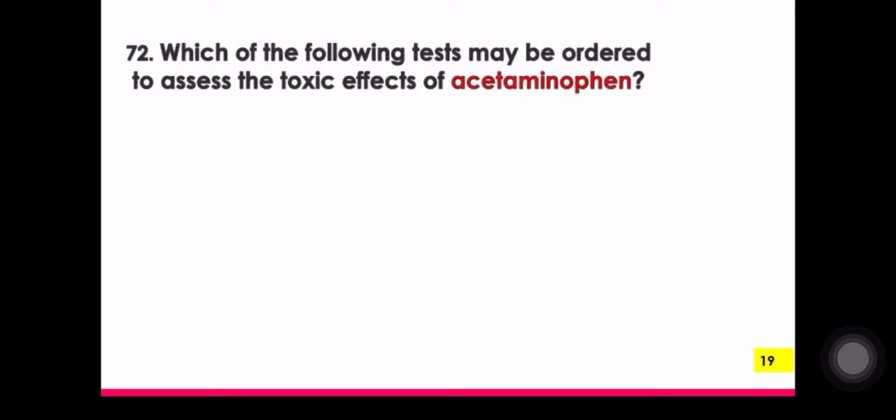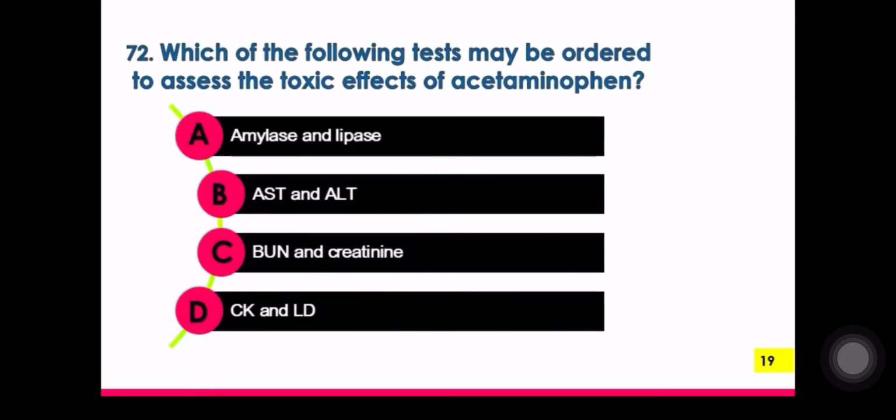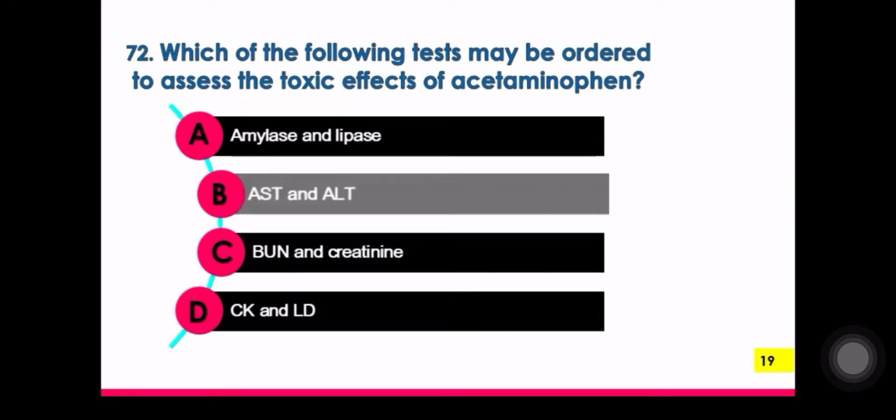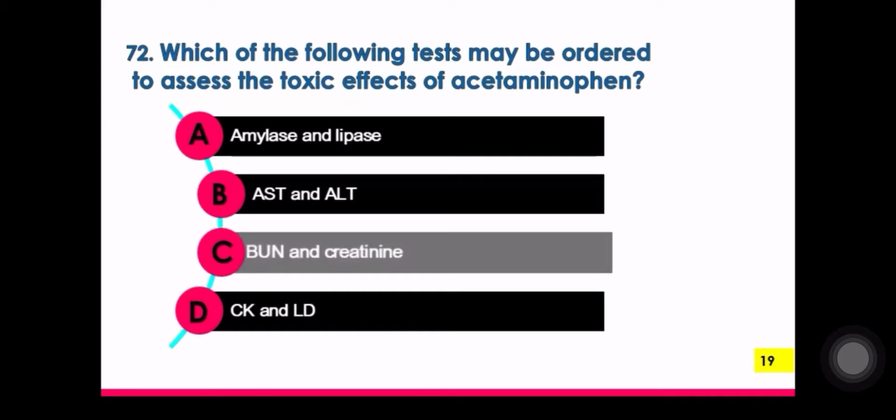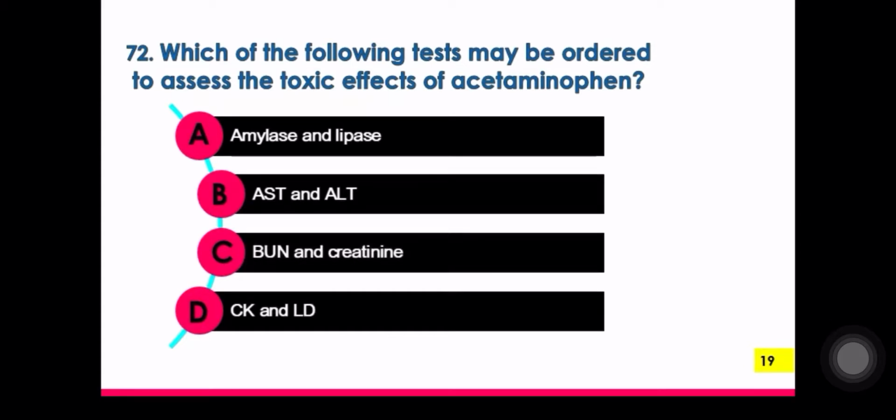Okay, 72. Which of the following tests may be ordered to assess the toxic effects of acetaminophen? Is it letter A, amylase and lipase? Highlight po ng acetaminophen. Is it letter B, AST and ALD? Letter C, BUN and creatinine, or letter D, CK and LD? Again, which of the following tests may be ordered to assess the toxic effects of acetaminophen? Correct answer po is letter B, AST and ALD po.